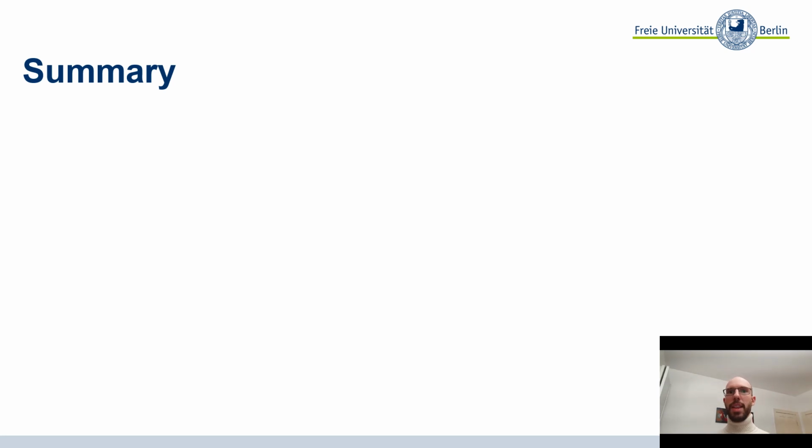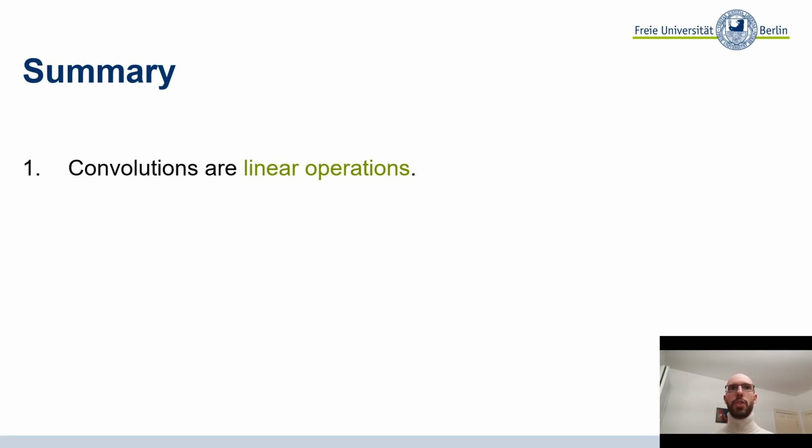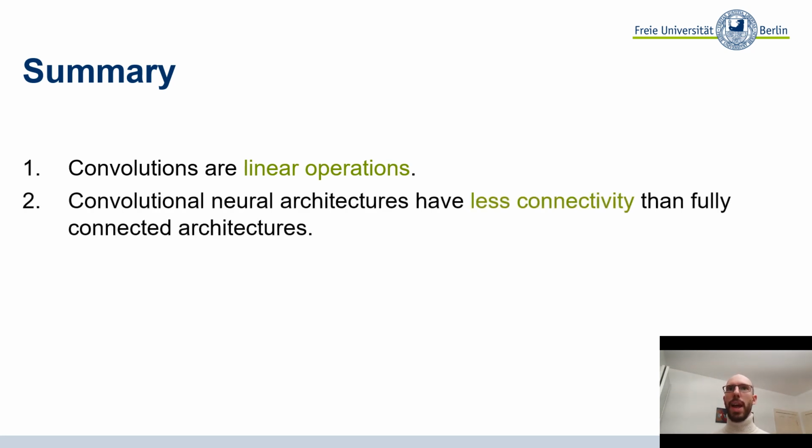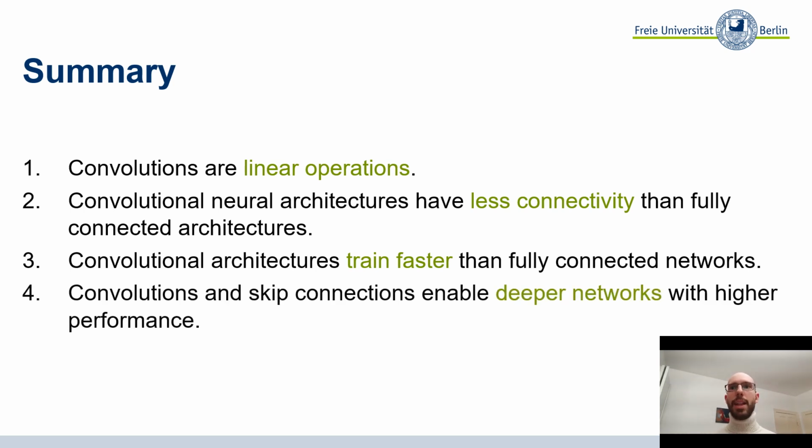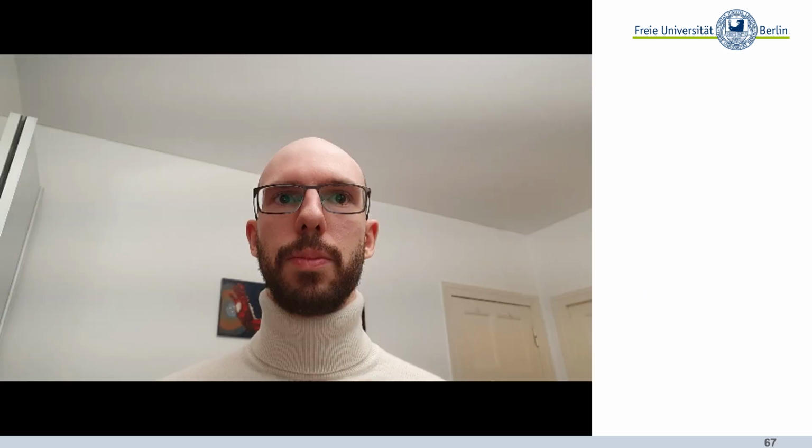All right, so that was quite a lot. Let's do a brief summary to get the basic ideas that you should remember about this lecture. First of all, we've learned that convolutions are linear operations. We've learned that convolutional neural architectures have less connectivity than fully connected architectures with linear layers. We have learned that convolutional architectures train faster than fully connected networks. And at the end of the lecture, we've seen that convolutions and skip connections can enable the training of very deep networks that enable higher performance of neural network architectures.